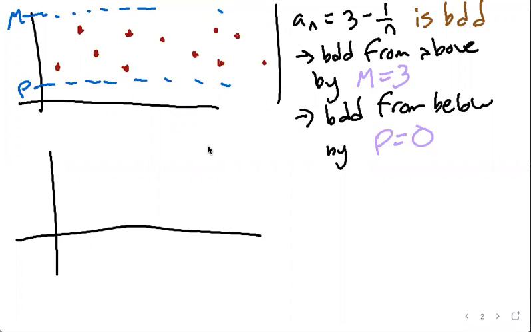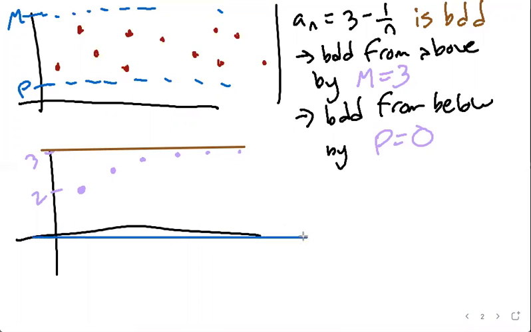If you want a picture of that, say here is 2, here is 3. The first term is at 2, the next term is at 2.5, then 2 and 2/3, 2 and 3/4. Those terms are all going to be less than 3. They are going to get closer and closer to 3, and they're all going to be at least as big as 0.